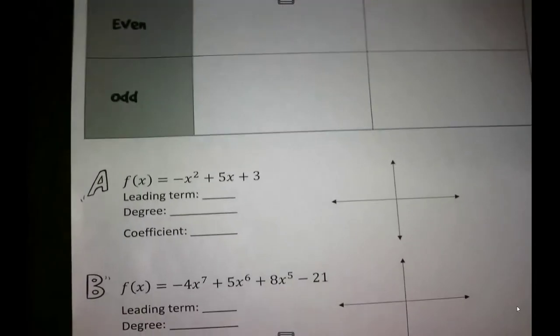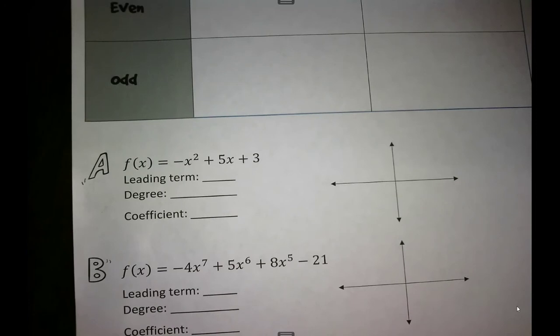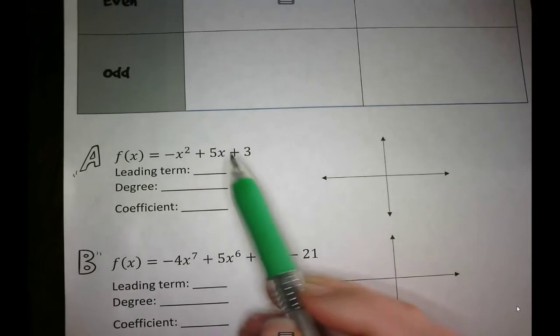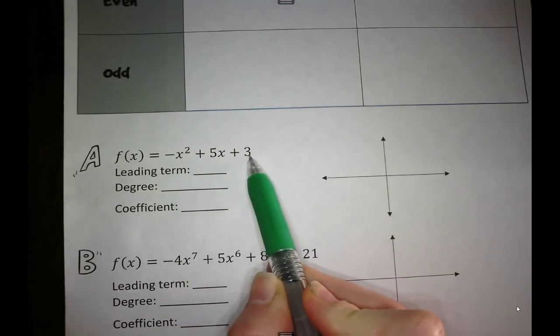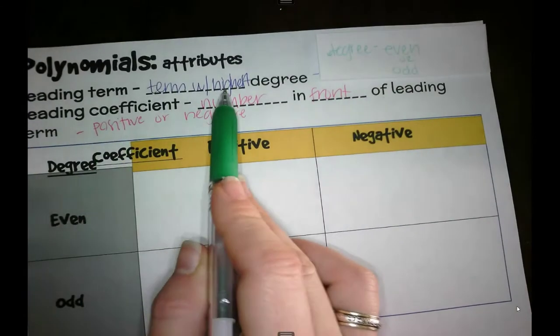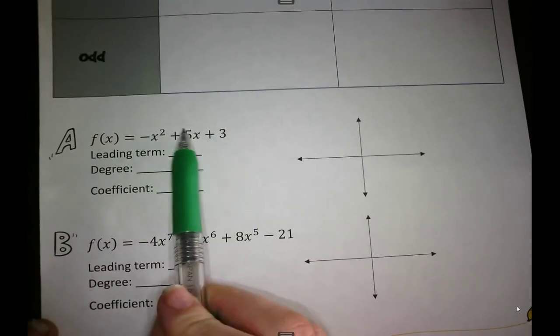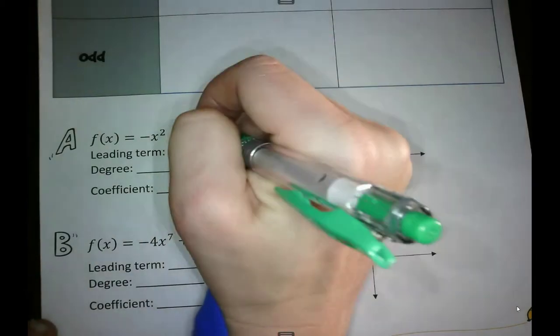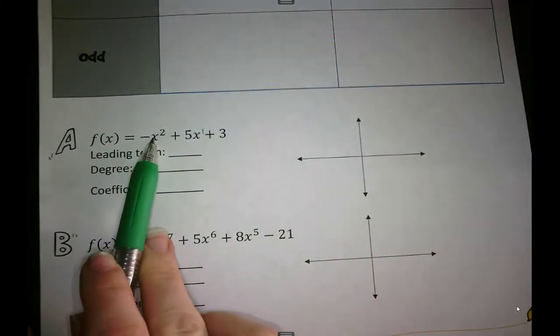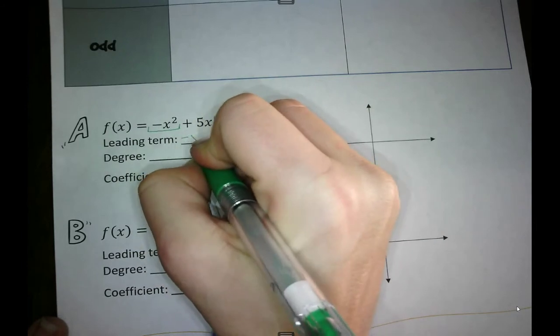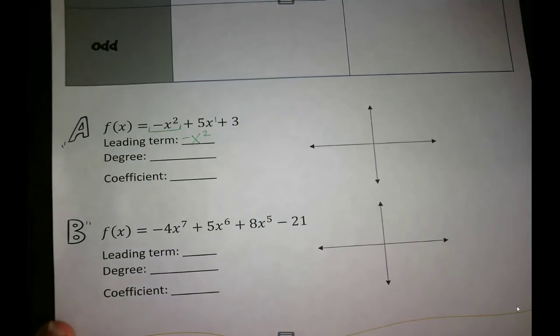So let's look at an example and find our leading term before we fill out our chart telling us what this information tells us. So we're looking at our function given, and we're finding the term with the highest degree. So we're looking at our exponents and which one is bigger. Well, 2 is bigger. Remember, this is an imaginary 1, so 2 is bigger than 1. So this whole thing, negative x squared, is our leading term.